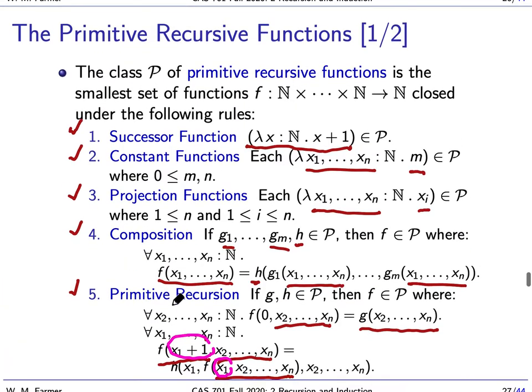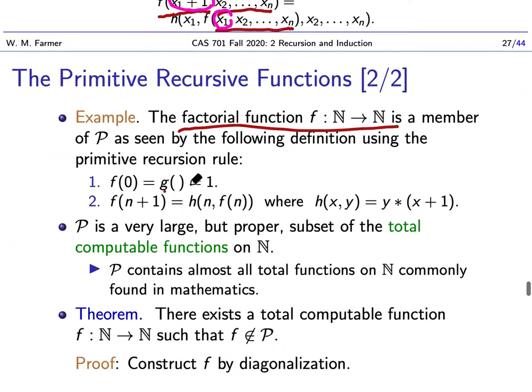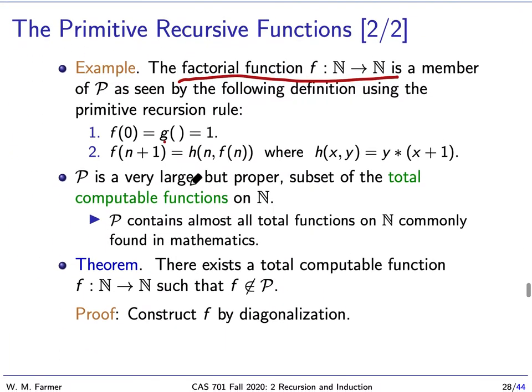Now, notice up here, when we had constant functions, we could have 0 arguments. I didn't point that out. See, n can be 0. So here we have a constant function with no arguments. That's going to be g. F of 0 is going to be g with no arguments, which is 1. Now f of n plus 1 is going to be h with n and f of n.